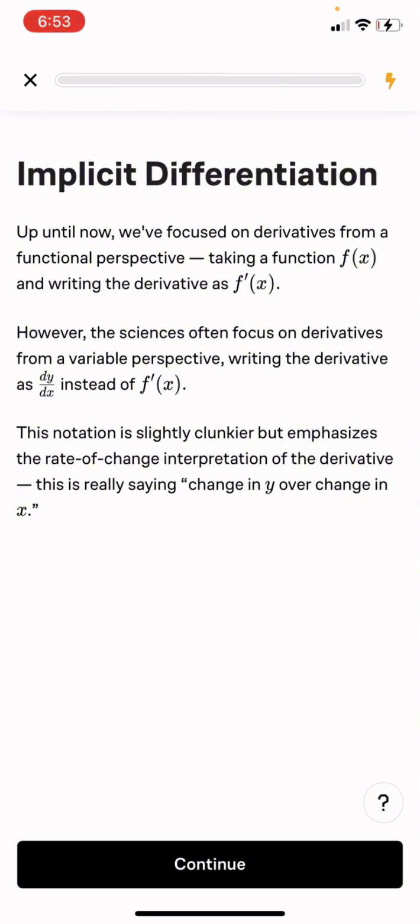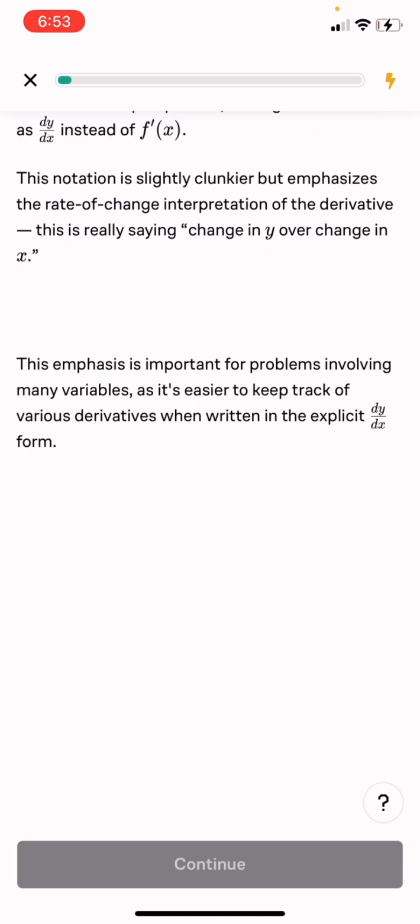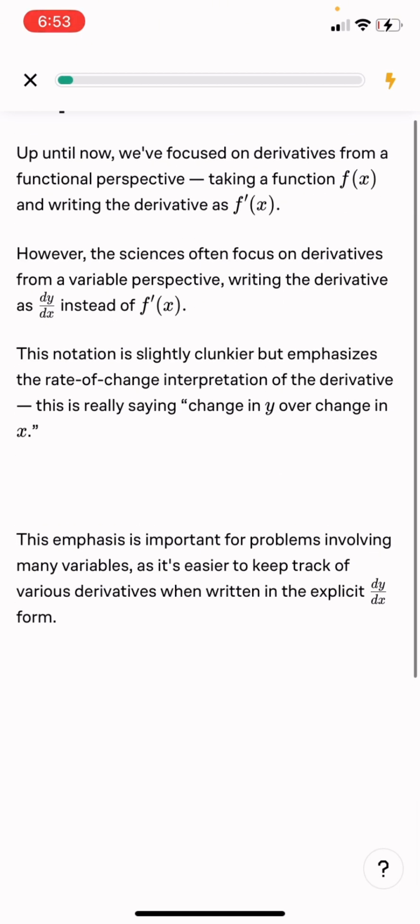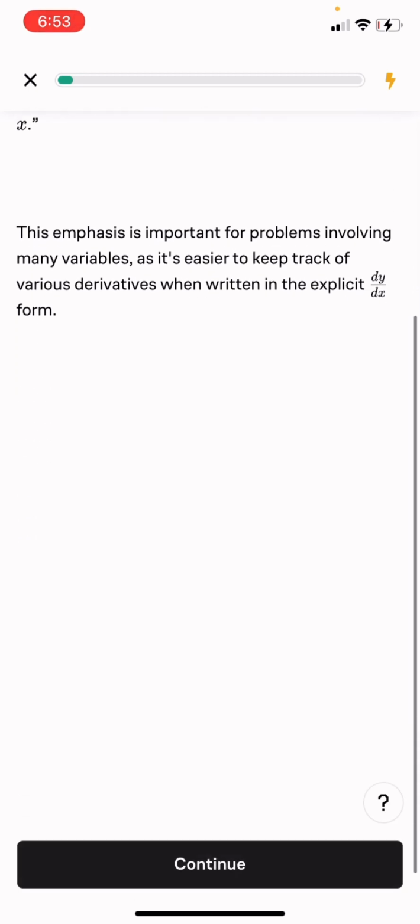This way of writing it, I think this is used more too, especially in the sciences. This notation is slightly clunkier, but emphasizes the rate of change interpretation of the derivative. This is really saying change in y over change in x. This emphasis is important for problems involving many variables, as it's easier to keep track of various derivatives when written in the derivative of y over derivative of x form.